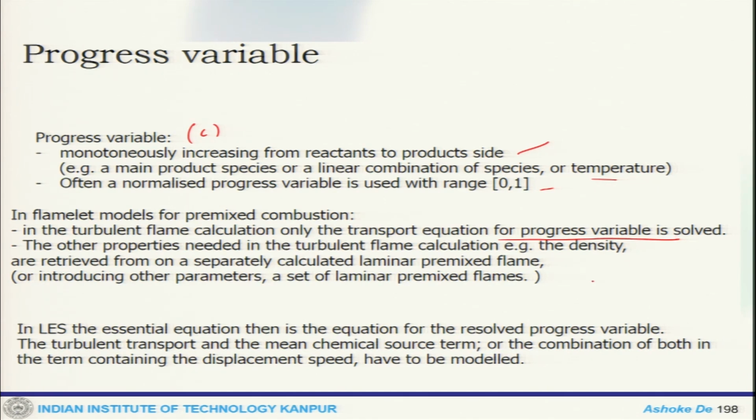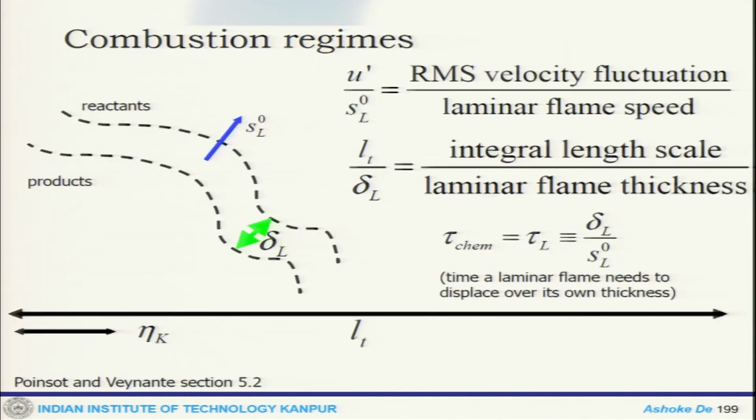That means along with our mass, momentum, turbulence kinetic energy, we also solve the progress variable, and then use the other information from the lookup table, and with all this we can solve for the rest of the things.